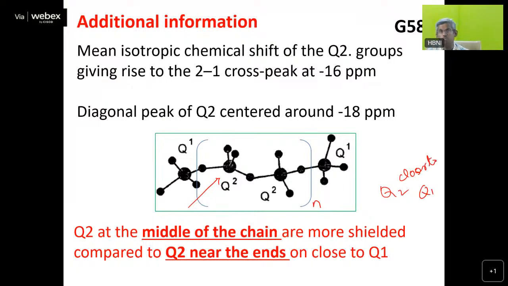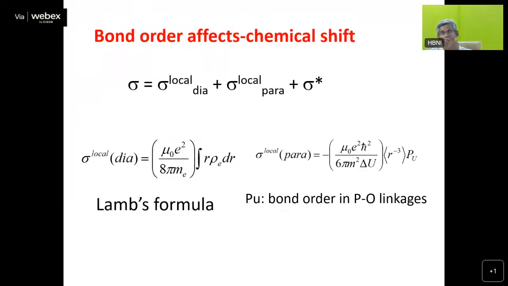What is the reason? If you have listened to our previous lectures, in the first 3-4 lectures I mentioned that the shielding is normally given by a parameter called sigma, the shielding constant, which consists of 3 terms. One is the diamagnetic term, another is the paramagnetic term, and the third one is nothing but the fluctuating electric fields.